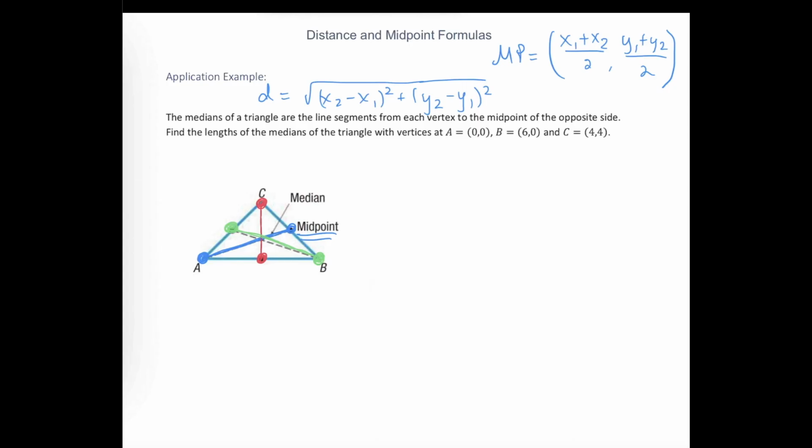And we're being asked to find the lengths of all three of these medians with the triangle where the vertices are located at (0, 0), (6, 0), and (4, 4). So let's actually come up with a sketch of a triangle that has these vertices to help us to understand the question that's being asked and our answers when we find them. So our first ordered pair is at (0, 0). And then we have another ordered pair at (6, 0). And then our third ordered pair is at (4, 4). And we'll call this our point C.